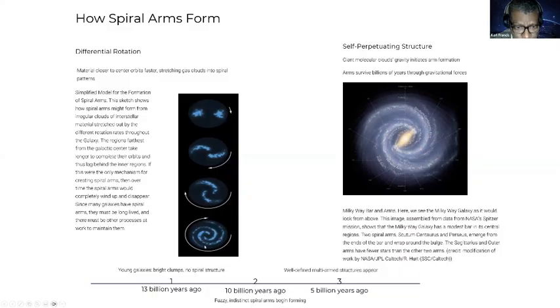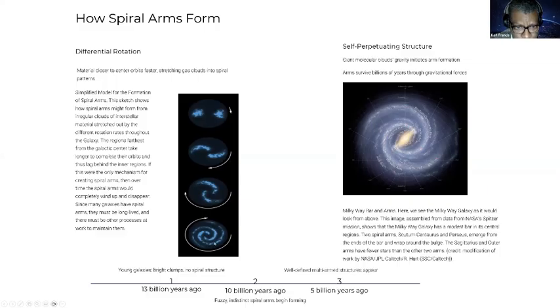Okay, so looking at this, we could say the first image is around 13 billion years ago. These two in the middle are somewhere around 10 billion years, where you get this fuzzy, indistinct spiral arms beginning to form. That's these two in the middle. And then 5 billion years ago, you get these well-defined spirals that you see here.